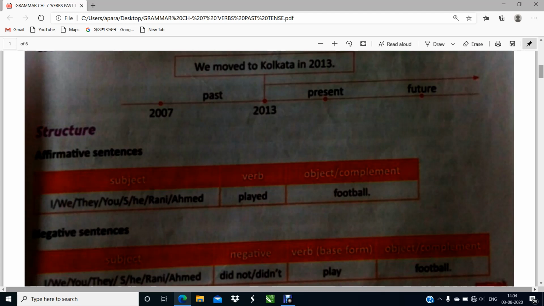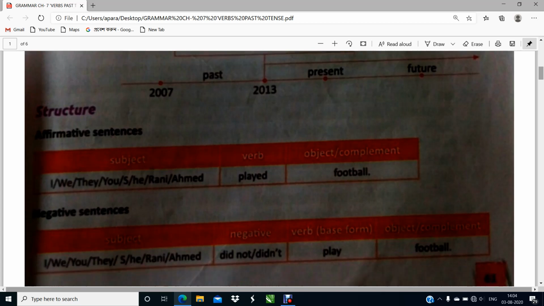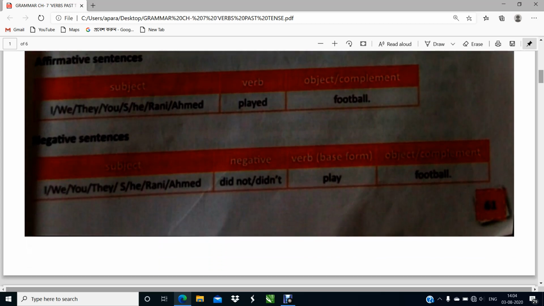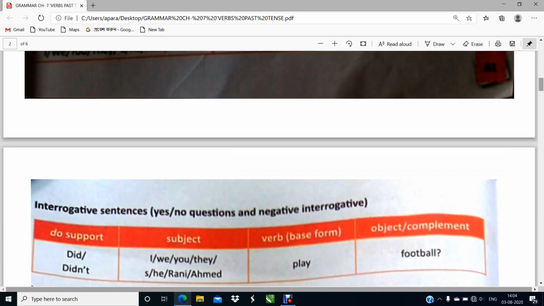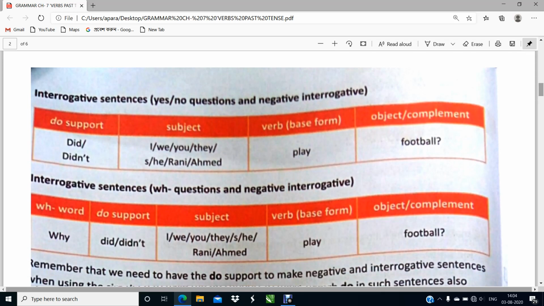In a negative sentence, we did not write English. We did not. I did not. They did not. And here it's given they did not play football. Coming up next, in an interrogative sentence with a yes or no question, what will you write? Did we write English? That means it is a question there. Didn't we write English? When it's negative form.